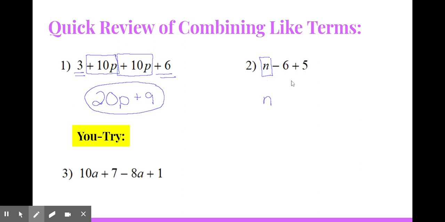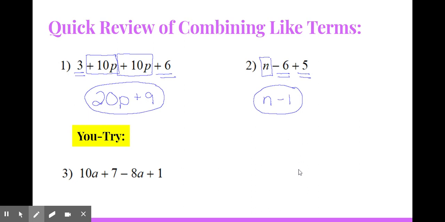Now let's look at my constants. I see a negative 6 and a positive 5. They're both constants, so I can put those together. Negative 6 plus 5 leaves me with a negative 1. n minus 1 is a final answer because those are not like terms. They cannot be combined together.